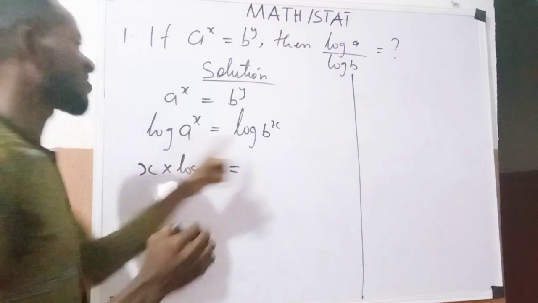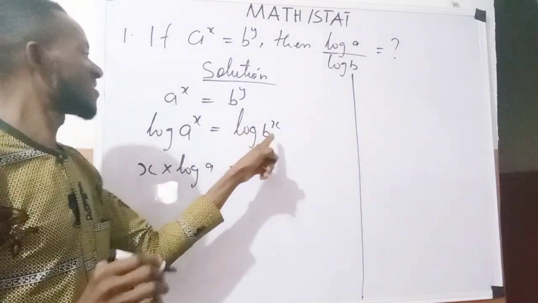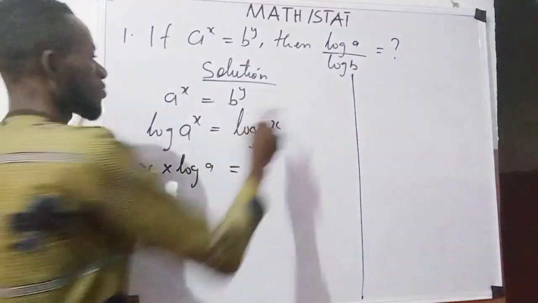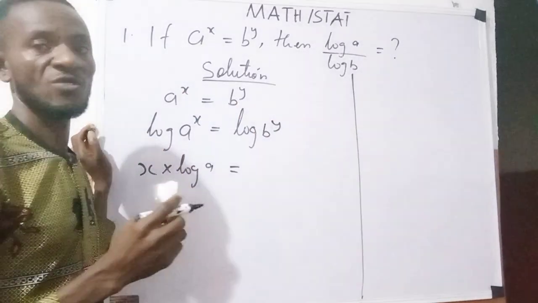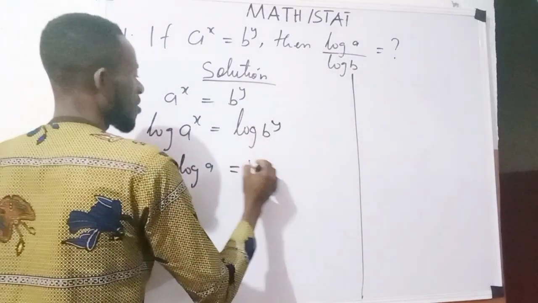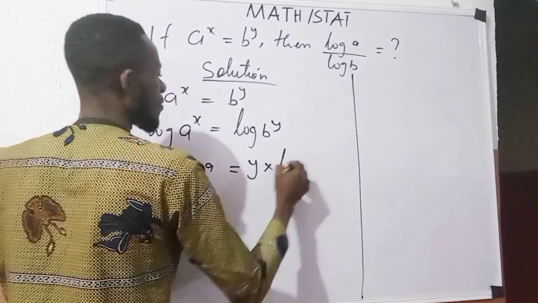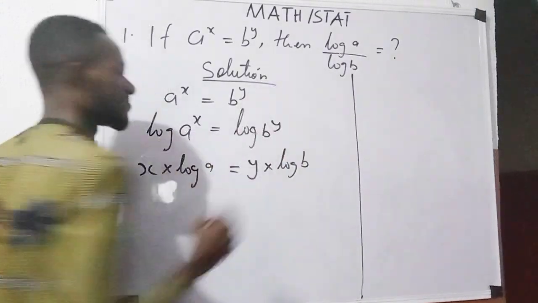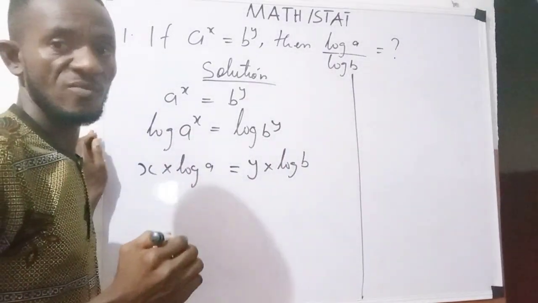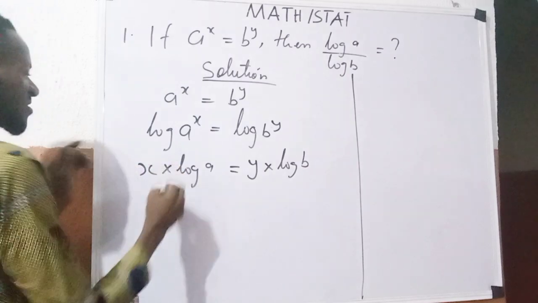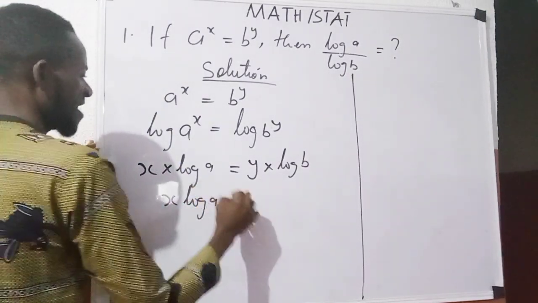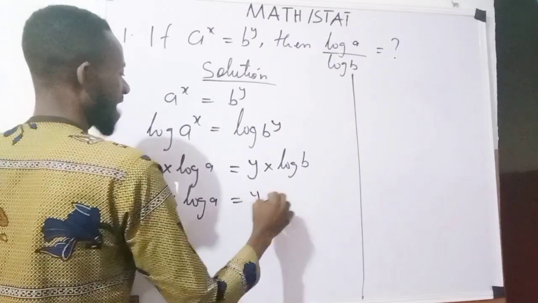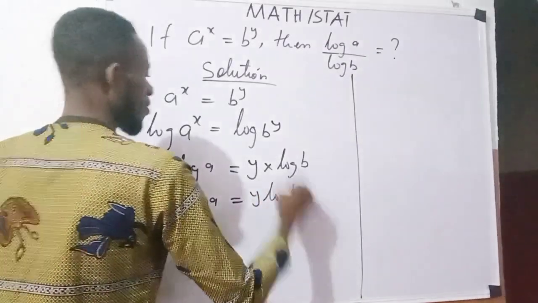This equals, it is also the same here. This number b is raised to a power y. So I'm now going to say this becomes y multiplied by log of b. And so this thing becomes x log a equals y log b.